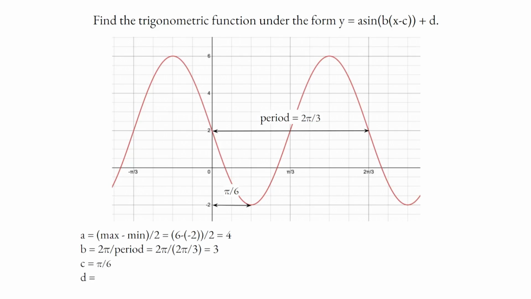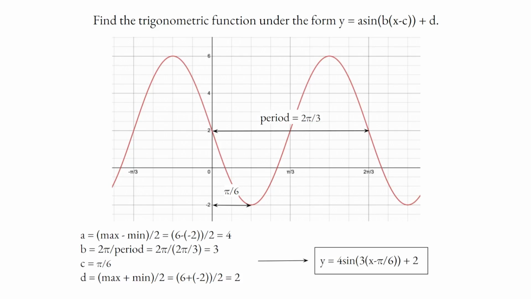And c is simply the horizontal translation, which we can observe on the graph, and it is pi over 6. And d is the midline, which can be calculated by max plus min over 2, which is 2, which gives us the following function.